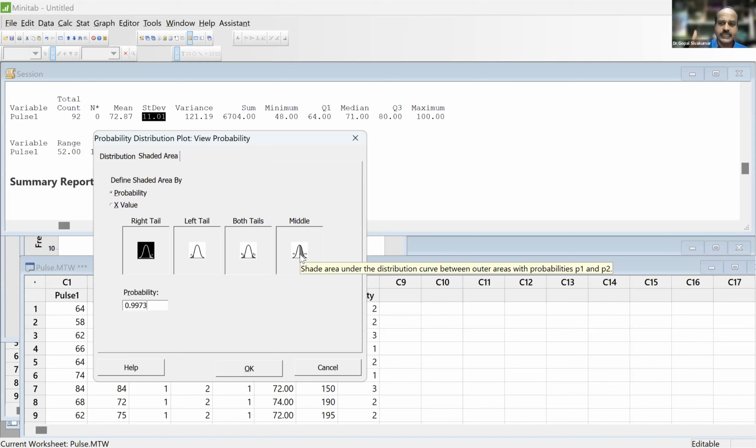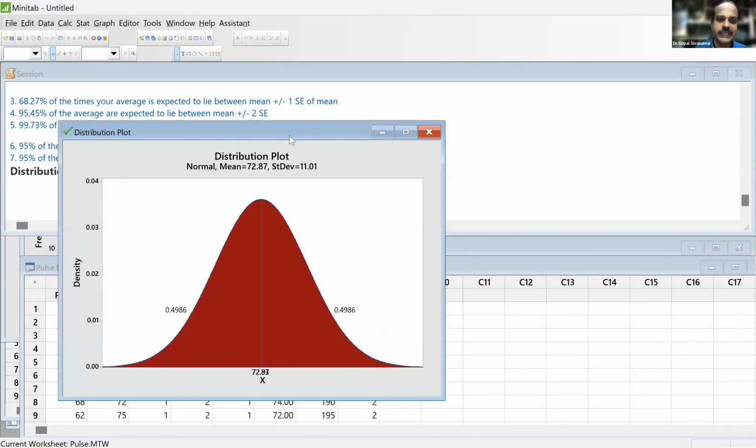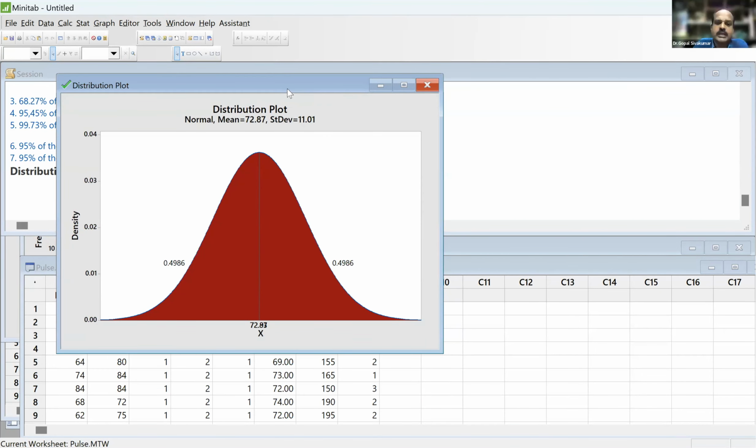I want to see the area. So I choose this one. So both sides are equally divided, perfectly, right? I selected both tails. I give OK. And now all of you can see the distribution. What is the mean? 72.87. See, almost the entire curve is now shaded. Why is so much shaded? Because a very small percentage is available on the right and left.